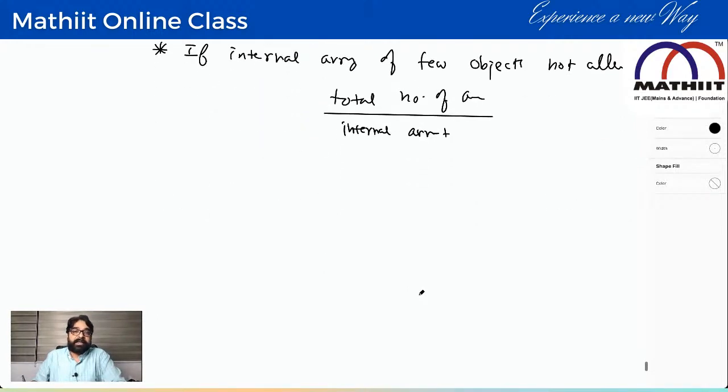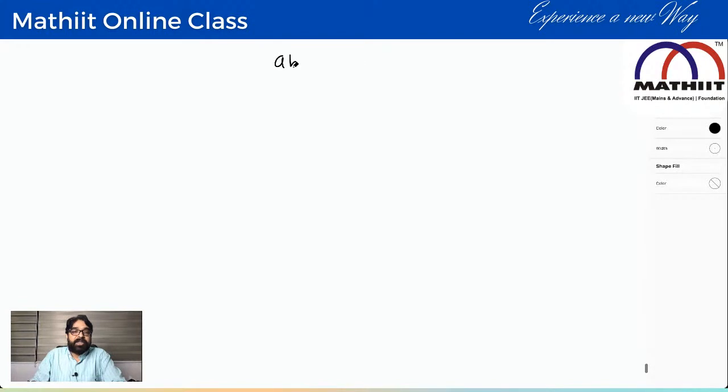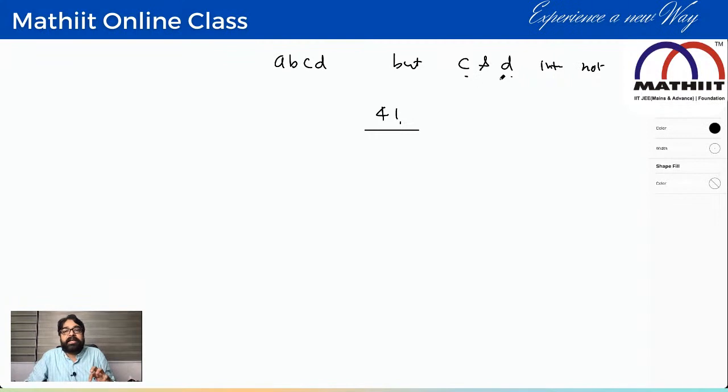Let's understand by an example. If I say arrange A, B, C, D, but C and D interchange is not allowed, I will say first do free arrangement: A, B, C, D, 4 factorial, divided by the number of internal arrangements of C and D. C and D can interchange in how many ways? 2 factorial. So this will be the answer. I'm sure it's clear to everybody.